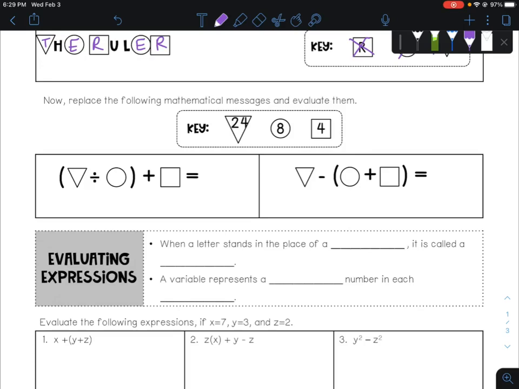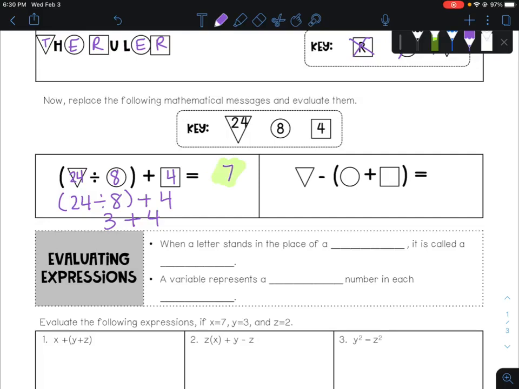So this time, instead of filling in the sentence, we're going to turn it into numbers. We're going to turn the shapes into numbers. We have triangle means 24, circle means 8, and square means 4. So if I was going to solve this, it's 24 divided by 8 plus 4. And we can use our order of operations. 24 divided by 8 is 3, plus 4, and we get a final answer of 7.